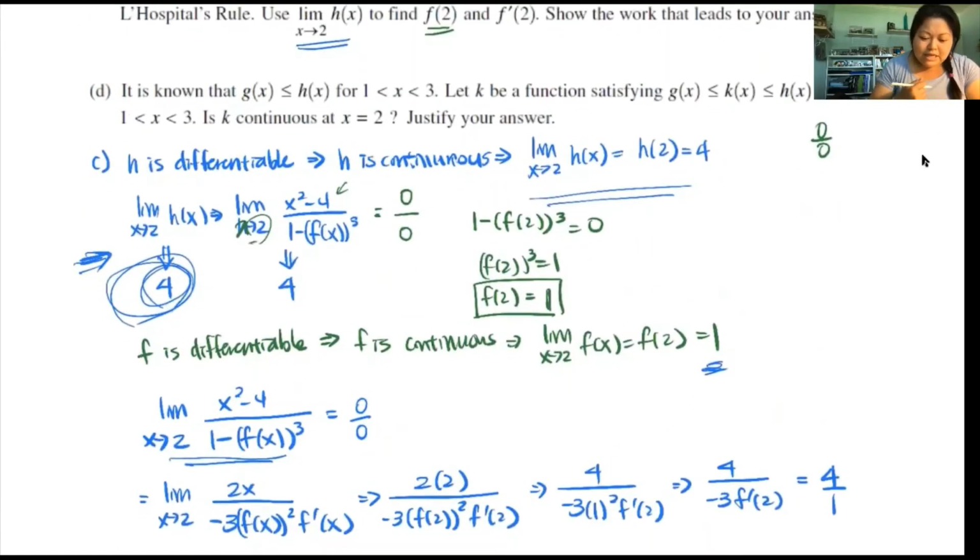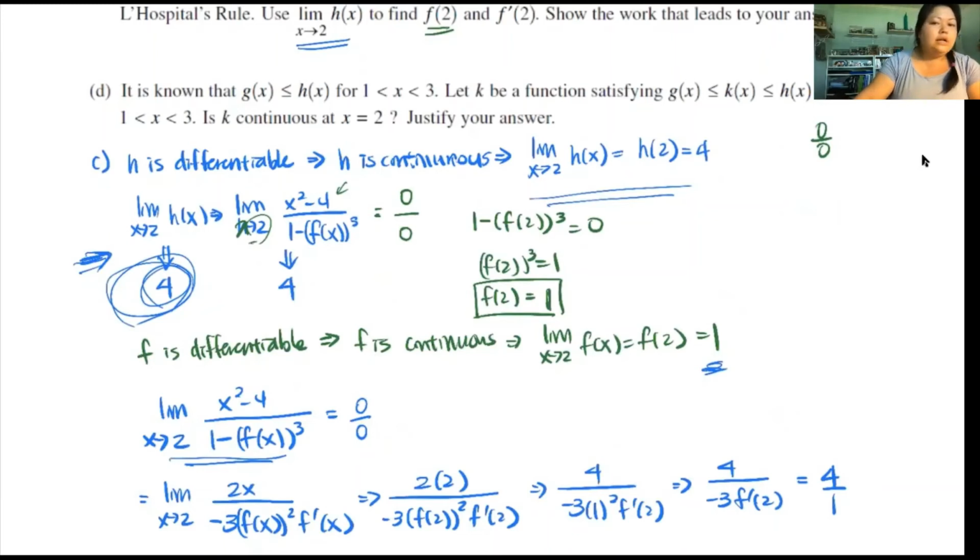Okay, last one, D. It is known that g of x is less than h of x for x between 1 and 3. Let k be a function satisfying that k is between g and h. So this is the sandwich or squeeze theorem, where you have g on the left, h on the right, and this inequality. So k is going to be between g and h, whatever g and h are defined as. And so k is continuous. Is k continuous at 2?